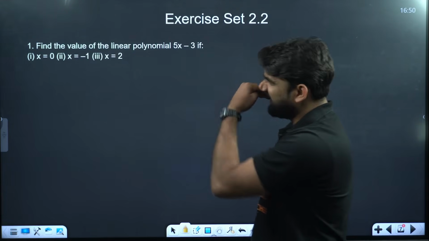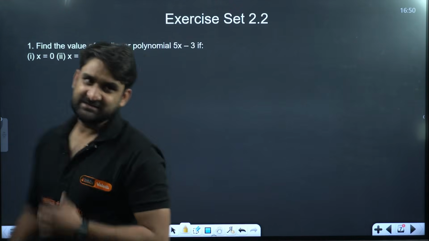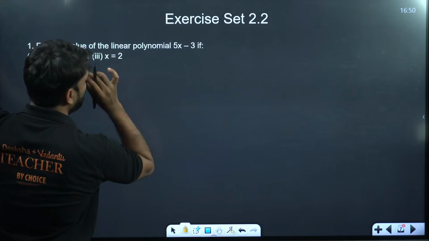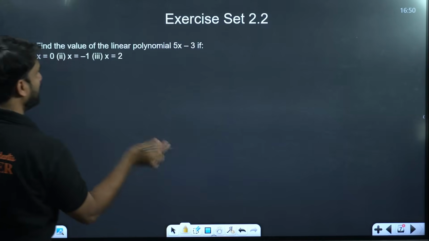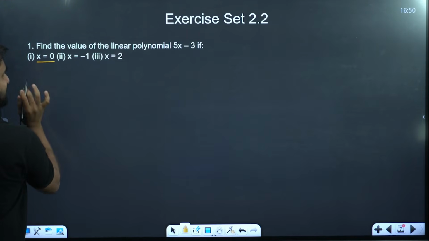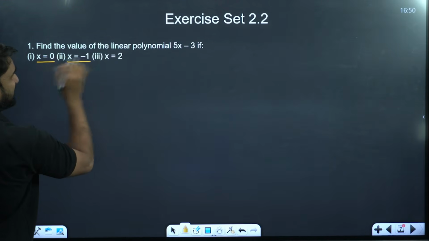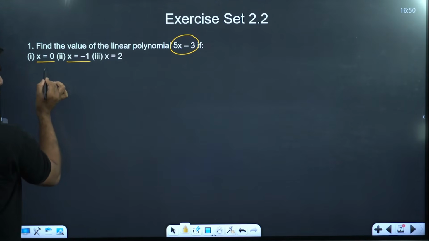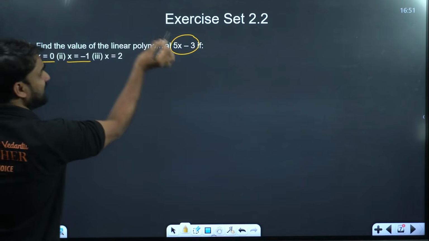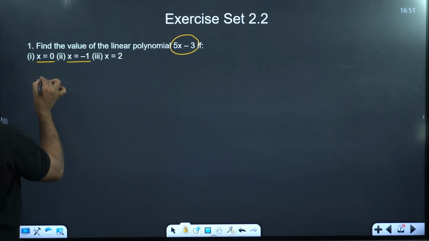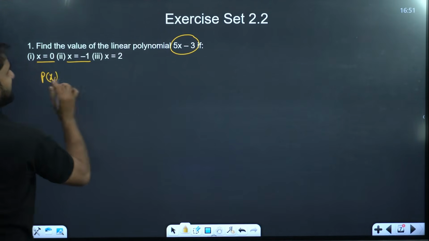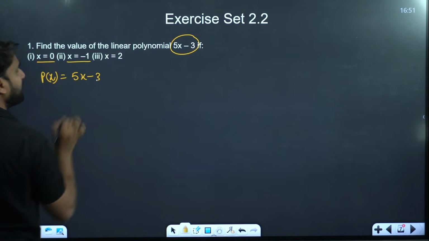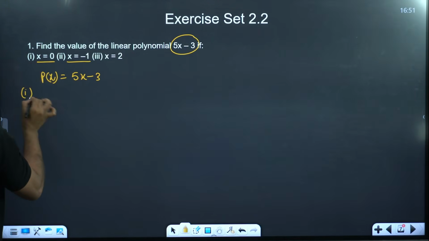Now exercise set 2.2. Let's do exercise set 2.2, my dear champions. Find the value of the linear polynomial. The values of x are given in all these 3 questions, and we have to find the value of the entire polynomial. So we have to put the value of x into this equation. Let's call this polynomial p(x), because the polynomial is in terms of x, so we can write p(x) here.